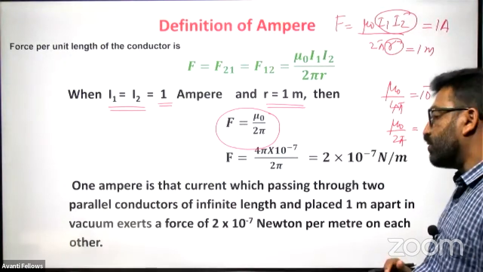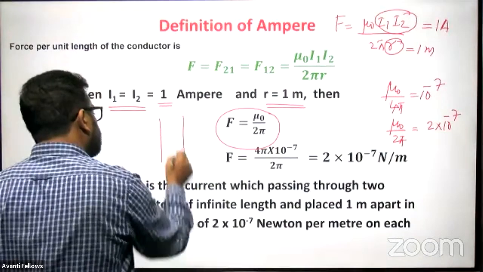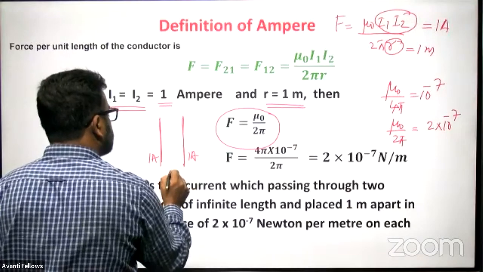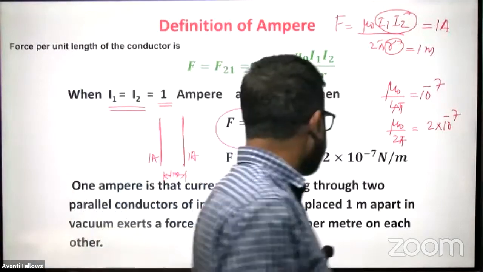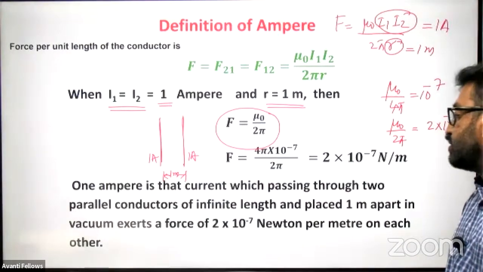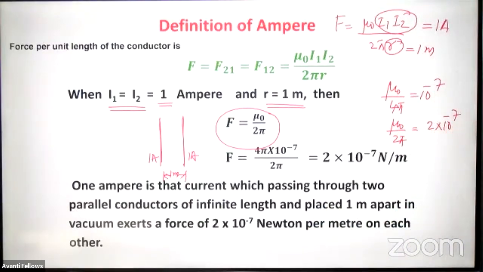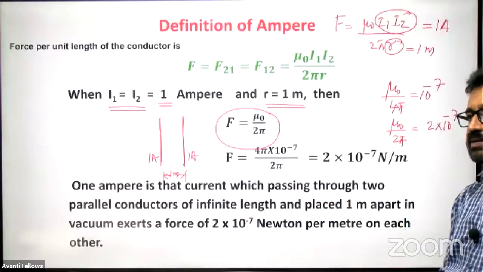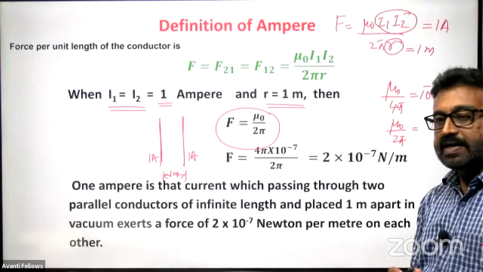Okay, so we can define ampere now. We started with two current carrying conductors, carrying currents 1 ampere each, separated by a distance of 1 meter apart. So 1 ampere is the current passing through two parallel conductors of infinite length and placed 1 meter apart. Length is not finite, infinite length they have.